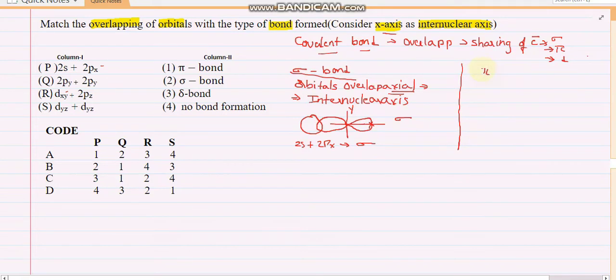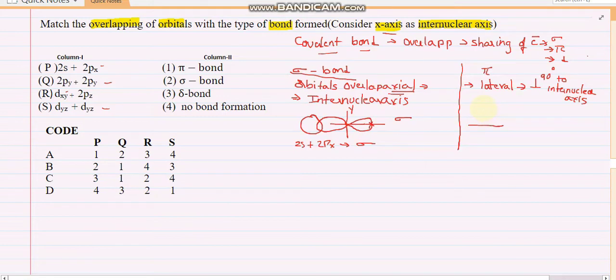Now let's go into another important type of bond, the pi bond. When is a pi bond formed? When overlapping is lateral. Lateral means perpendicular to the internuclear axis, and it results in the formation of a pi bond. Now which is the internuclear axis? The x-axis. So let's observe which orbitals are not on the x-axis: dyz and 2py.